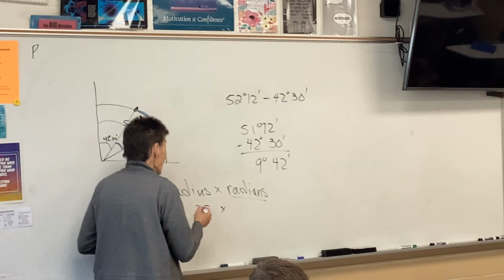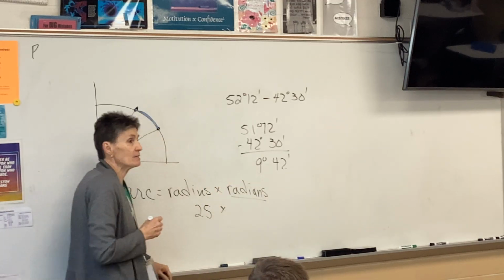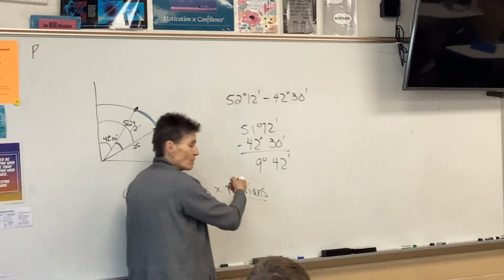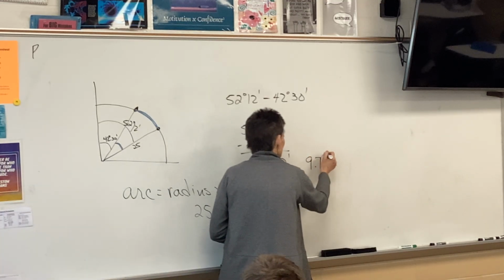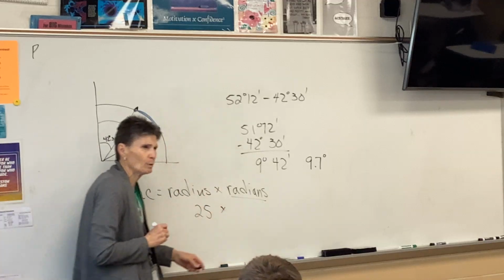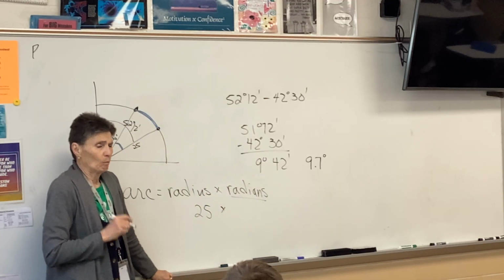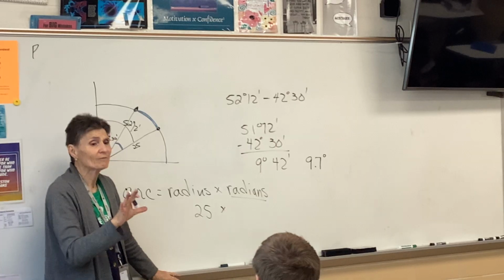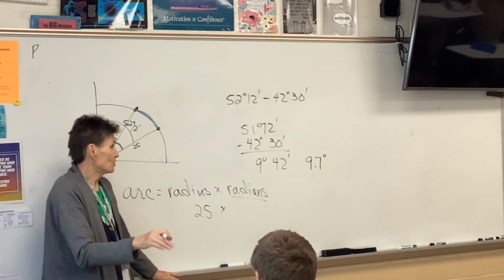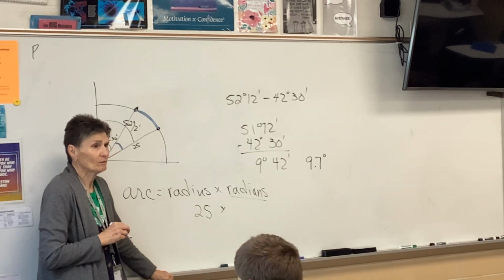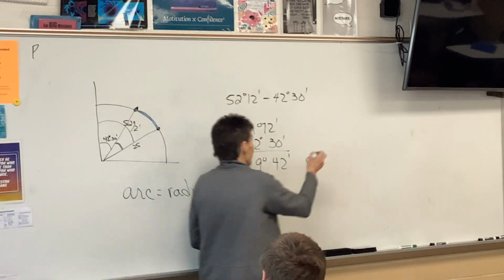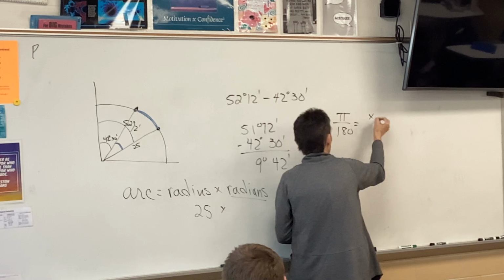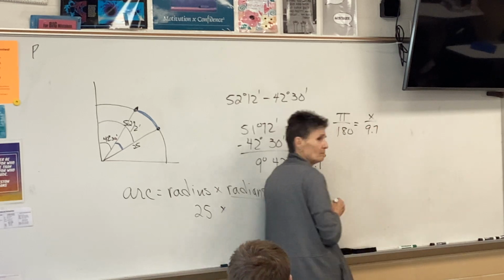Okay, so the angle is 9 degrees, 42 minutes. Or, before that, it was 9.7 degrees, right? Now, what's the matter? I still have work to do, because in order to find arc length, don't I need that to be a radian measure? So pi is 180, I know that. I want to know what's 9.7?